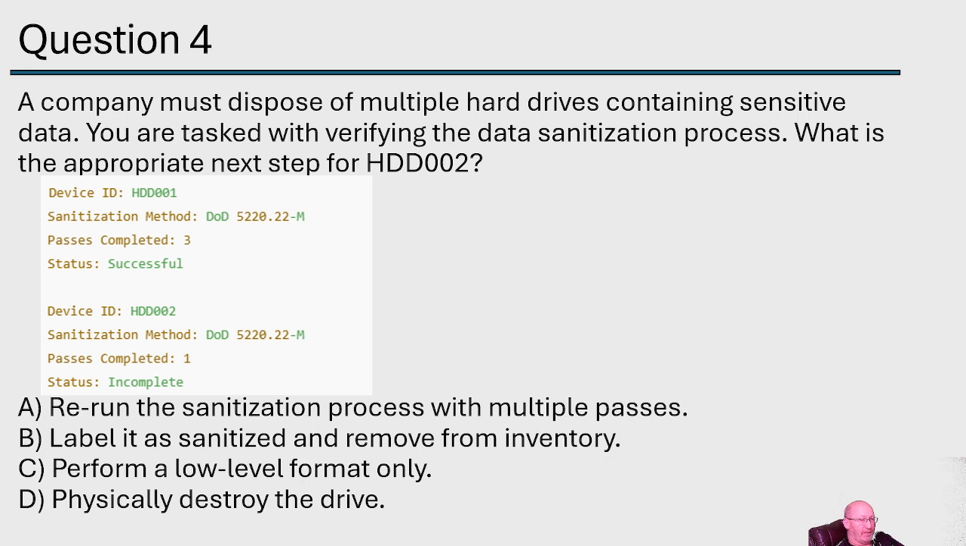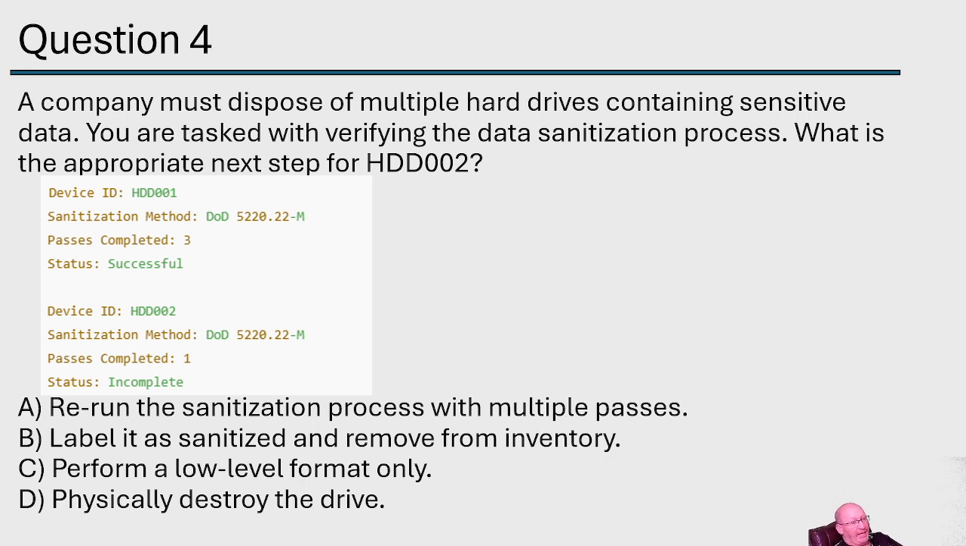Let's jump into this one. A company must dispose of multiple hard drives containing sensitive data. You are tasked with verifying the data sanitization process. What is the appropriate next step for hard disk drive 002? All right. Usually when I look at these questions, we do a compare and contrast, right? And so we have the device name 1 and 2. Nothing's changed there. The method hasn't changed. The passes completed has. And so obviously it requires 3 passes to complete according to the log that we're seeing here, which is a dead giveaway of how to answer this question.